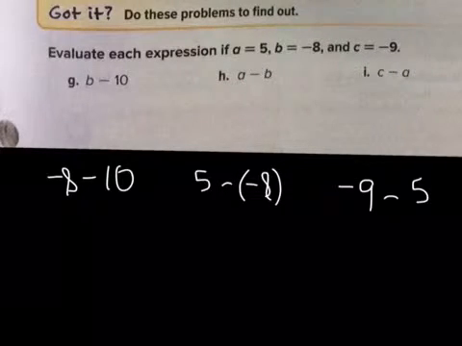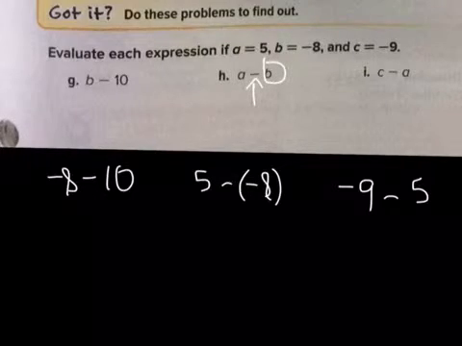Okay, now let's see what I've done. I replaced b with negative 8, as you can see right there. B is negative 8. And then I have a minus b. Now remember, my operation is subtracting, as you can see right there. And b is also a negative value. So I keep my subtraction, as you see there, and then I also include my negative 8. Don't forget that. You see that? So it's minus, and I have a negative 8, so I have to include both. Okay. And then c is negative 9 minus 5. You see that? Okay, so go ahead.